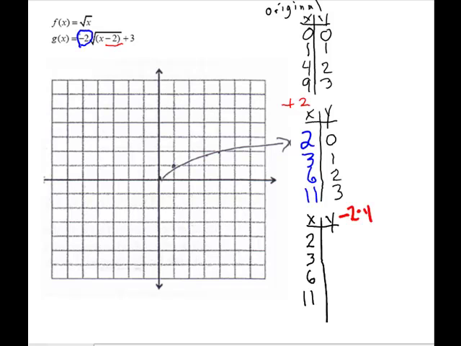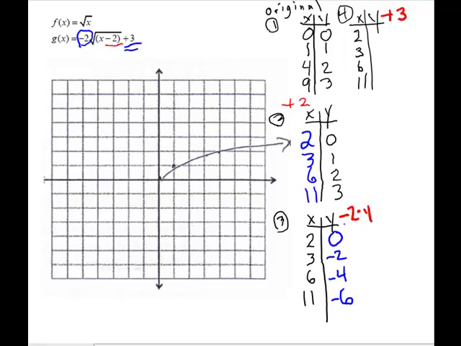Next, we'll take care of our stretch or shrink factor, which is the -2, and it's on the outside. So it is going to have to do with the y movement. So it will be -2 times the y values. So 0 times -2 is still going to be 0. 1 times -2 will be -2. 2 times -2 will be -4. And 3 times -2 will be -6. And I went ahead and included that reflection with that.